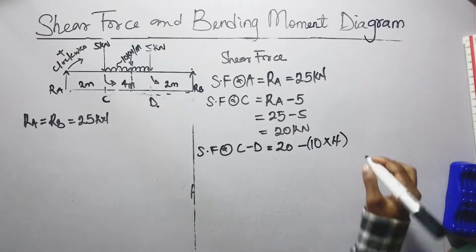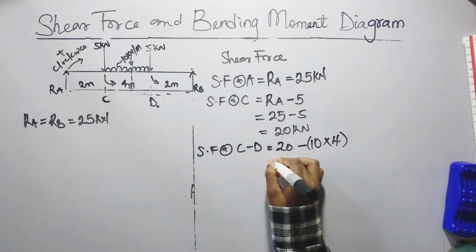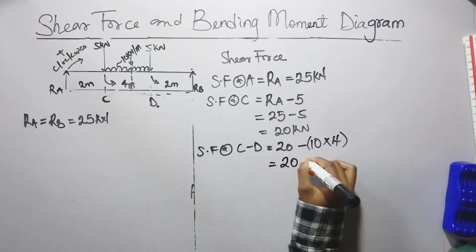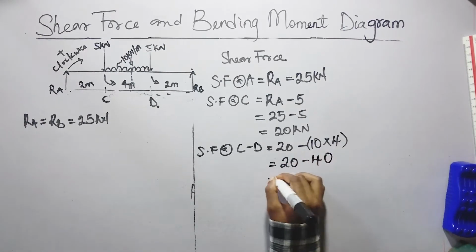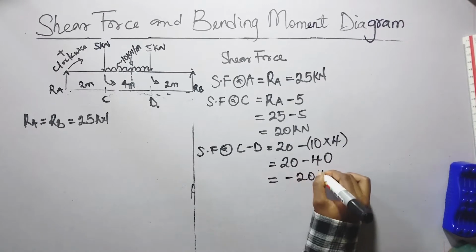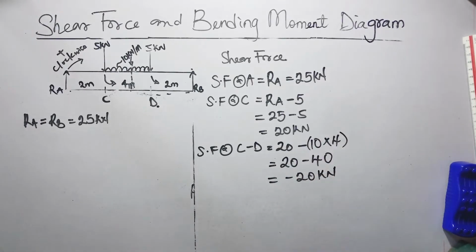So we have 20 minus 40, which will give us minus 20 kilonewton. Something very significant happened at this point. We'll come back to it later.